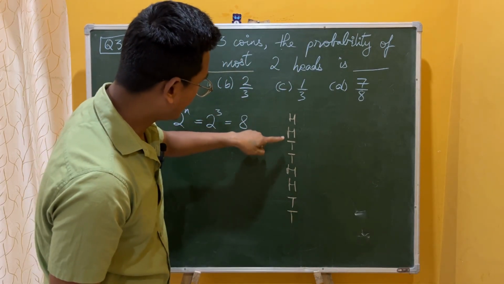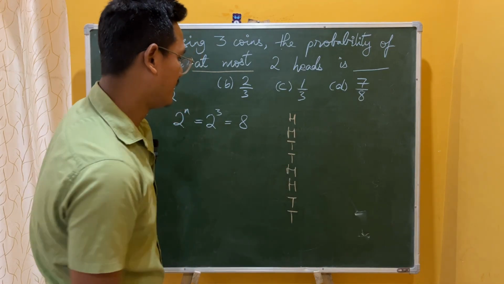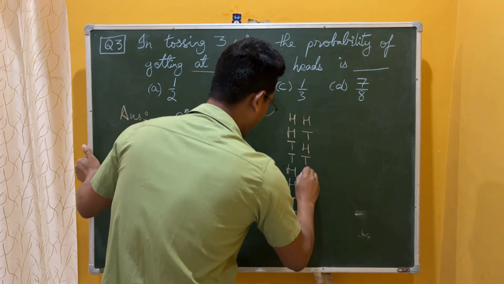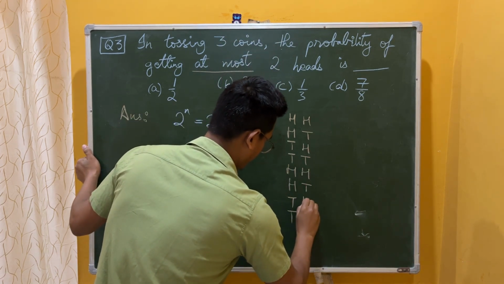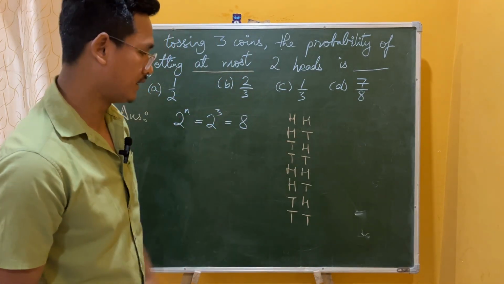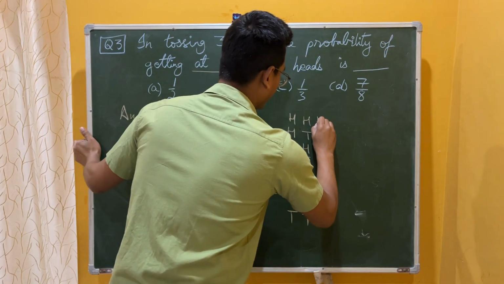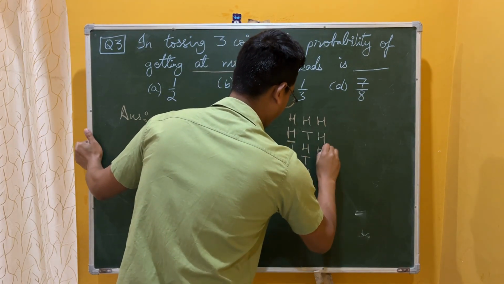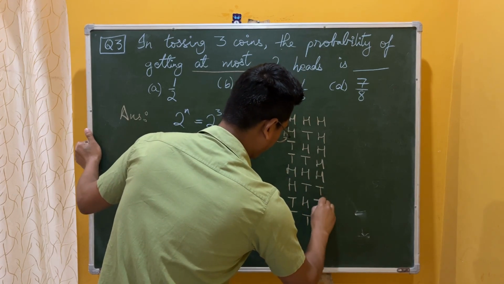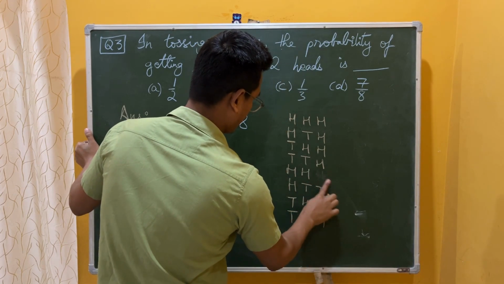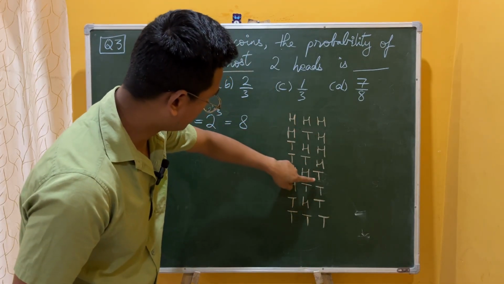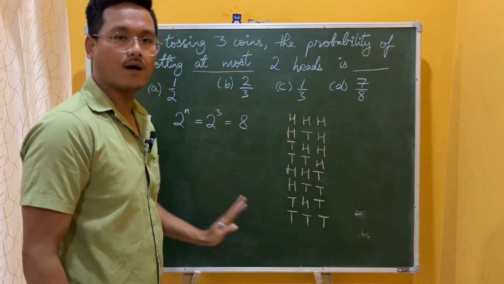Look here. Head, head, tail, tail, head, head, tail, tail. Next write head, tail, head, tail, right? Alternatively write head, tail, like that. And last, write 4 heads and 4 tails. Right? 1, 2, 3, 4, 1, 2, 3, 4. So these are your 8 outcomes.